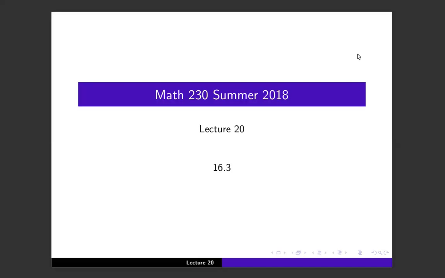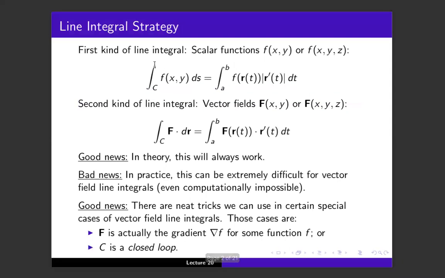All right, so we are continuing our discussion of line integrals, and we're going to talk about a new topic. Just to recap what we did last time, it's the same topic actually, just looking at some different strategies for it. We discussed two different kinds of line integrals.